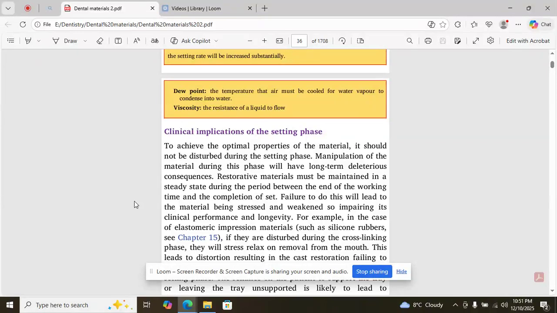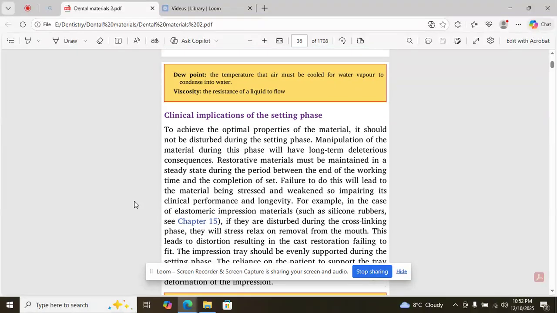For example, in the case of elastomeric impression materials, such as silicone rubbers, if they are disturbed during the cross-linking phase, they will stress relax on removal from the mouth. This leads to distortion resulting in the cast restoration failing to fit.